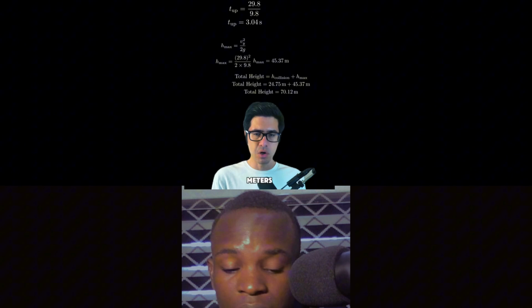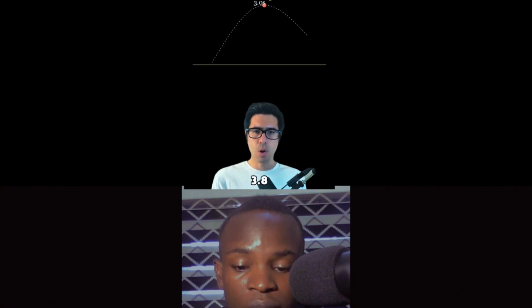Then divide this by gravity and you would get the time it takes for the ball to reach its max height after the impact, which is 3 seconds at a total height of 70 meters above the ground. The time it takes for the ball to fall down is 3.8 seconds, which means the total time the ball is in the air is 6.8 seconds.